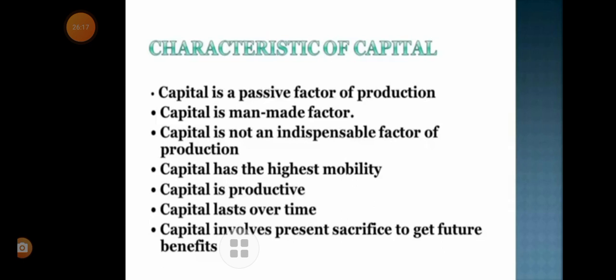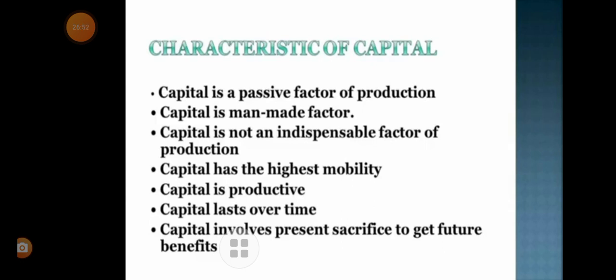Capital has the highest mobility. So capital can be easily moved from one place to another place. Capital is productive. So capital gives production. Capital lasts over time. So over a period of time, capital cannot be destroyed. It lasts. Okay, that is, it exists for a large period of time.